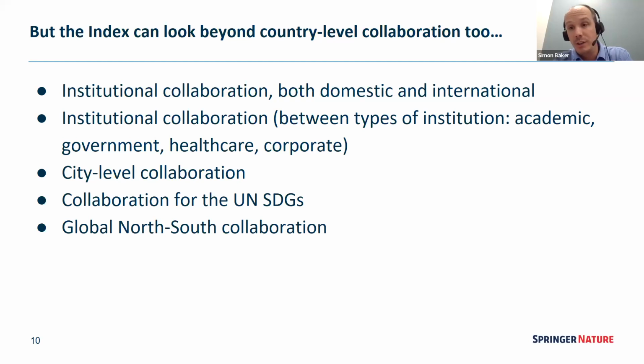By looking at the institutional addresses, we can look at collaboration in terms of the UN SDGs, because all the articles that we track are often tagged according to the SDG that they're most relevant to. And something I wanted to talk about specifically today was that you can look at collaboration between the global north and institutions in the global south, and the trends there as well.